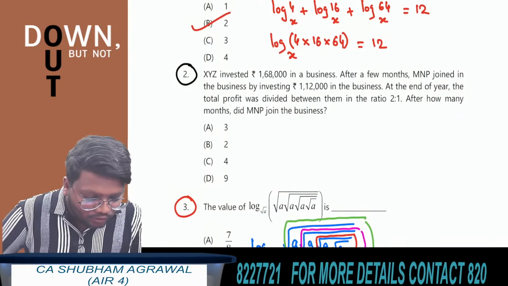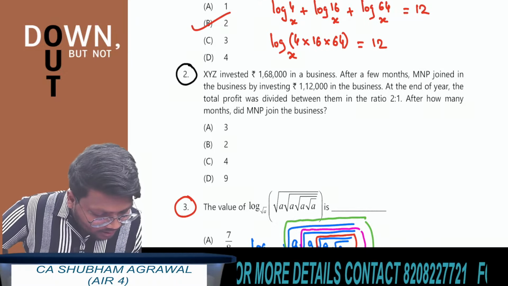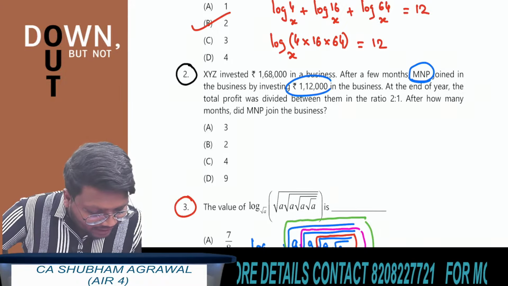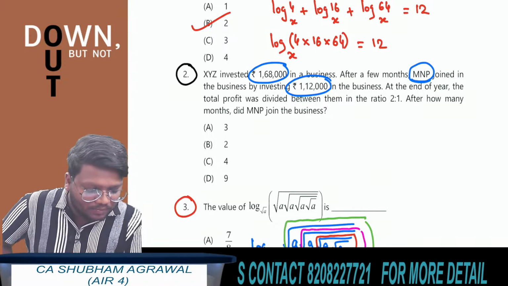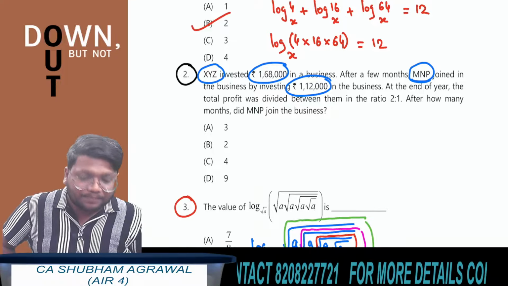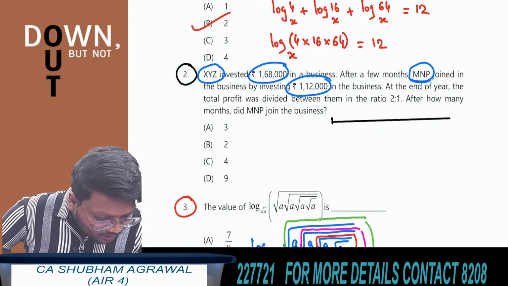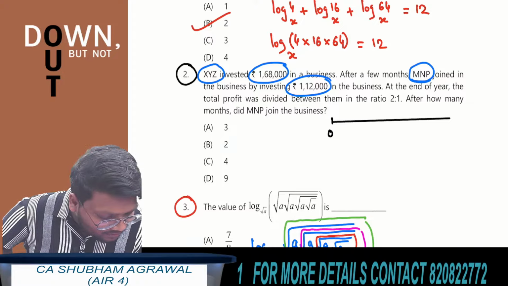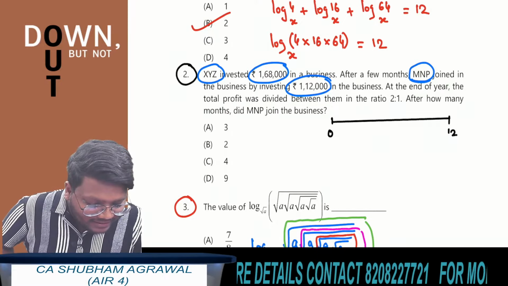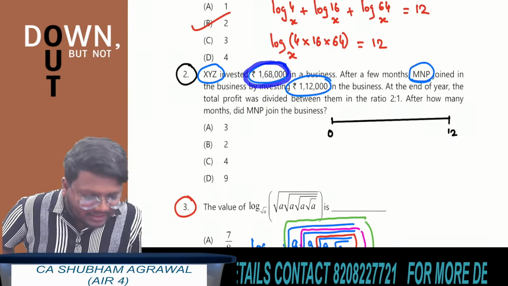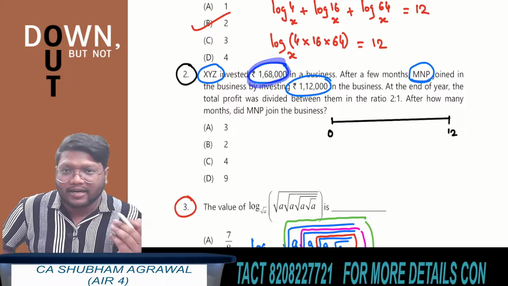Okay, now see how to solve this question. This person MNP has invested 1,12,000 rupees, and this person XYZ has invested how much? 1,68,000 rupees. Clear? See, I am making one timeline here. The person XYZ has invested 1,68,000 rupees at the beginning only. So this 1,68,000 rupees was invested for the entire time period of 1 year.